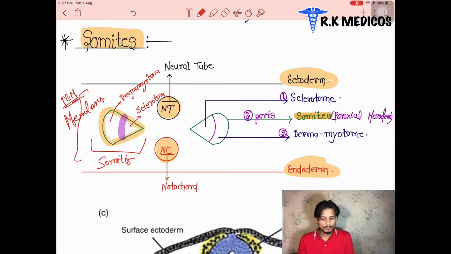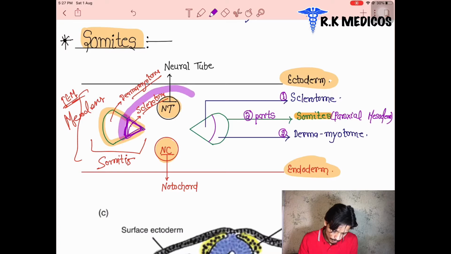Now you tell me, what are the two parts of somites? There is a sclerotome and dermamyotome. Simple. This is the region of sclerotome. This is the sclerotome here, you know now. This is the sclerotome basically. So the boundary of a sclerotome is going to cover, or bond, this structure.